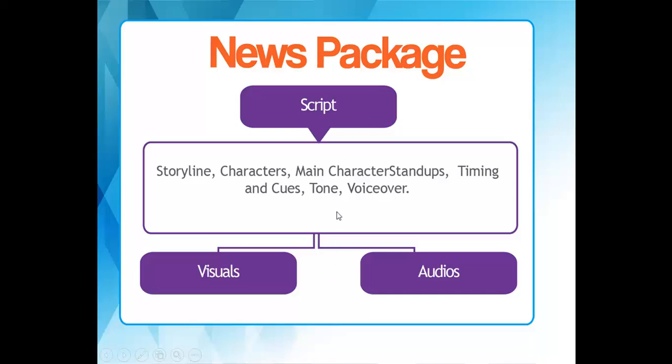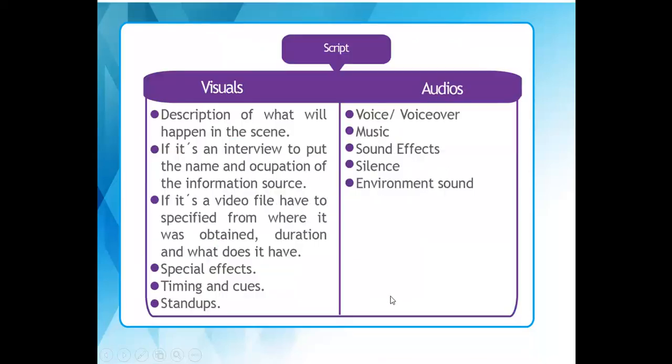In a script, a very specific and easy way to make one would be to put visuals and audios in columns and begin to write in each column what you need to do in the visual and what you're going to do in the audios. This would be like an example of a script. Here you will describe everything that is going to happen in the scene, while in the audios you're going to put the voice or music, sounds, effects, silence, or whatever you're going to need for each scene.